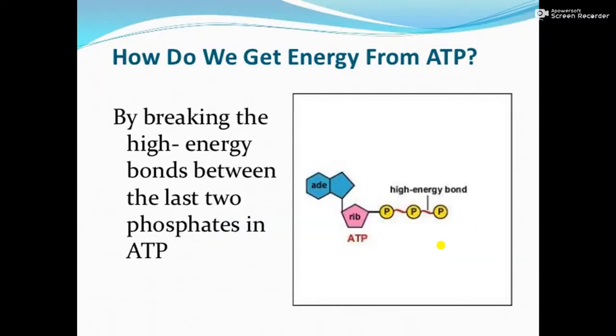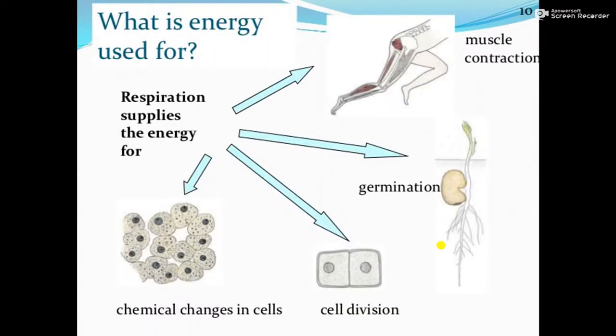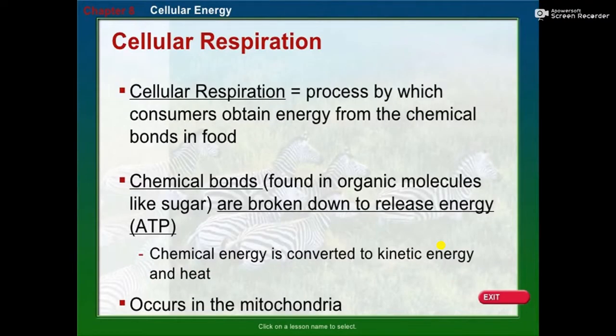So how do we get energy from ATP? By breaking the high energy bonds between the last two phosphates in ATP. And what is the energy used for? Respiration supplies the energy for chemical change in cell division, germination, muscle contraction, and many other metabolic work of our body.